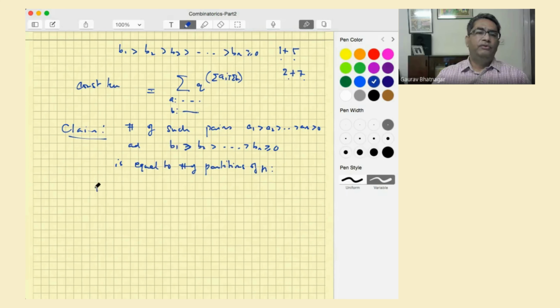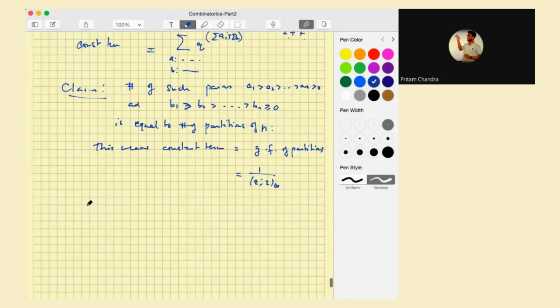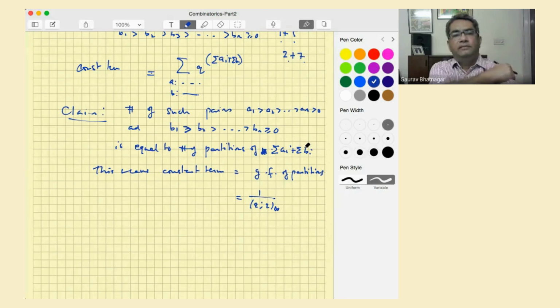So therefore, if this is true, this means the constant term is the generating function of partitions, which, as you know, is 1 over (q; q) infinity. So the number of partitions of n is equal to the number of partitions of summation ai plus summation bi, say.